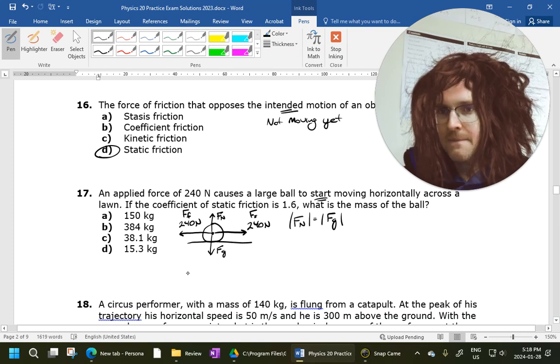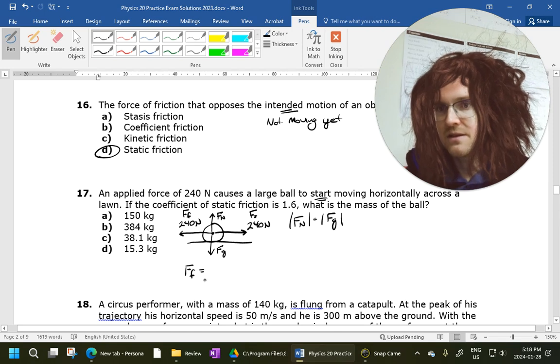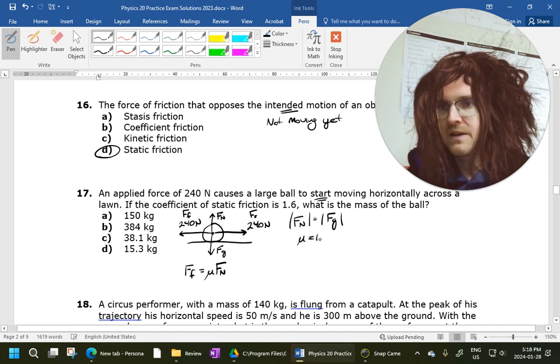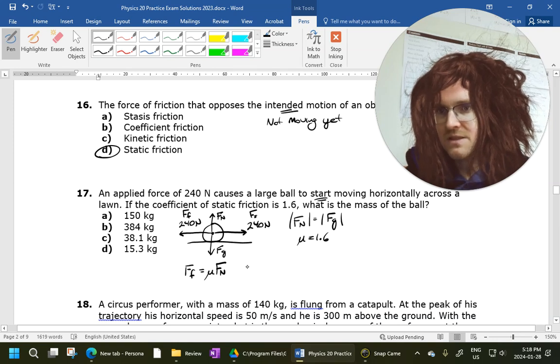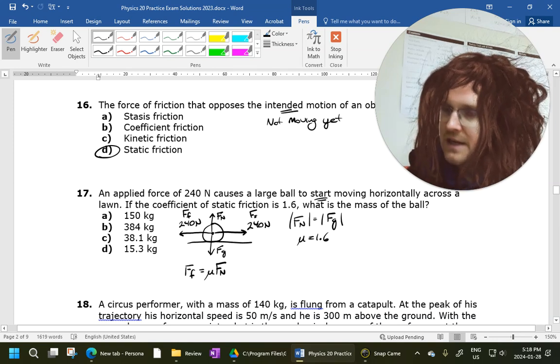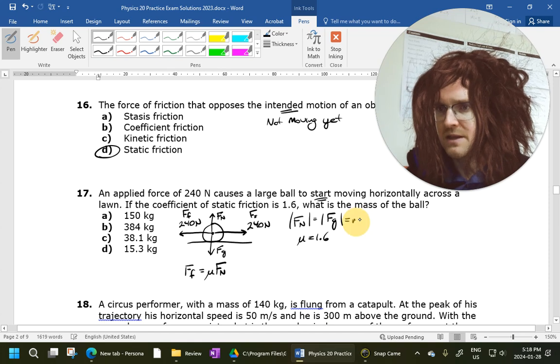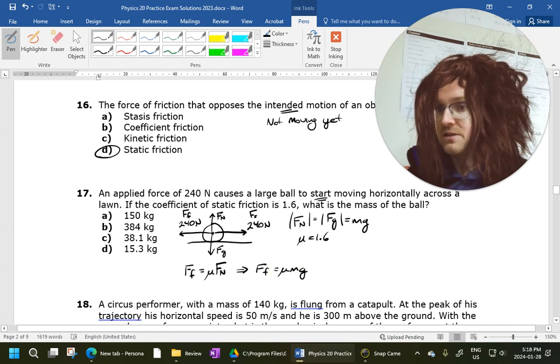So what we could say is that FF, because I was talking about this in the previous question, is related to FN with this static coefficient of friction which we have here. So mu is 1.6. All right, so let's put some stuff that we know in here. So what do we have to find? We're trying to find FN, which is going to be equal to mass times gravity. So FF, which is equal to mu m times g, and I just have to solve for m now, right?